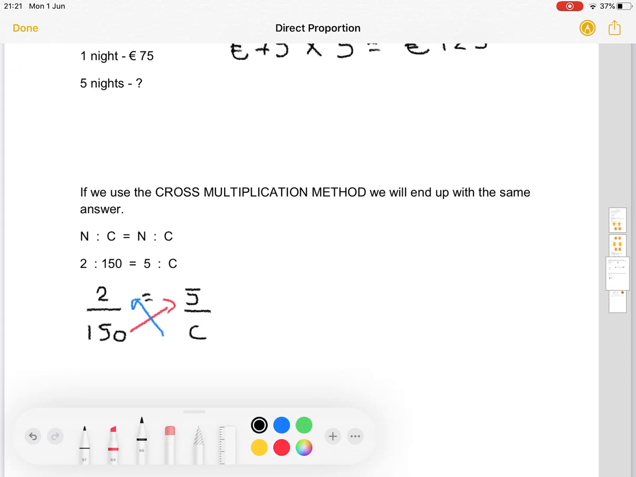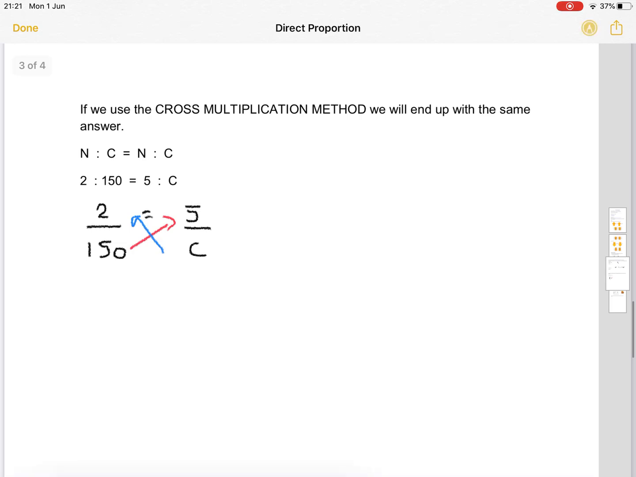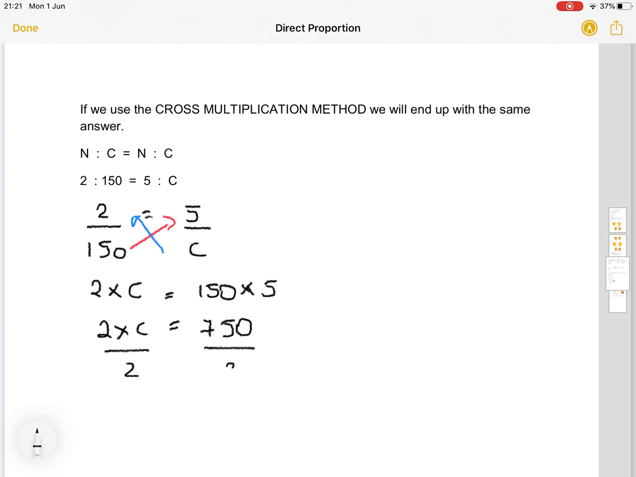And I will work out 2 times C is equal to 150 times 5. 150 times 5 is 750. And that is 2 times C. To remove the times 2, I need to divide both sides by 2. Okay?